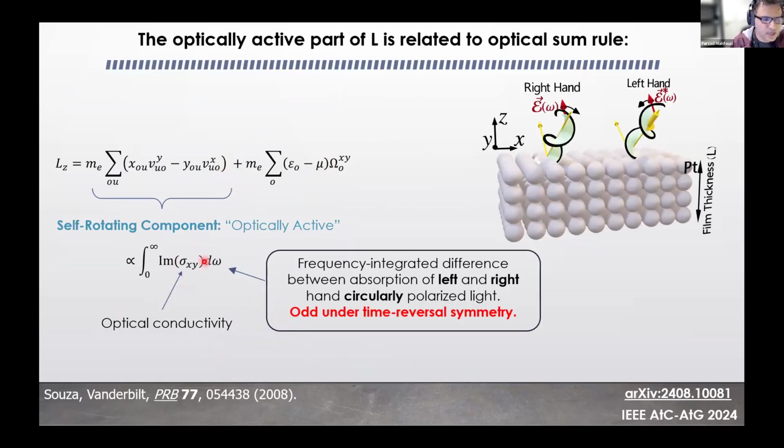If you calculate optical conductivity for this material, integrate over all the frequency, and then calculate the absorption using optical conductivity, you calculate the circular dichroism, which means the difference between absorption of left and right-handed circularly polarized light, and then integrate over the frequency, you would see that this expression that you would end up getting analytically would be exactly identical to this component, the self-rotating component or optically active component of the modern theory of orbital magnetism. And that's essentially the connection between the two.